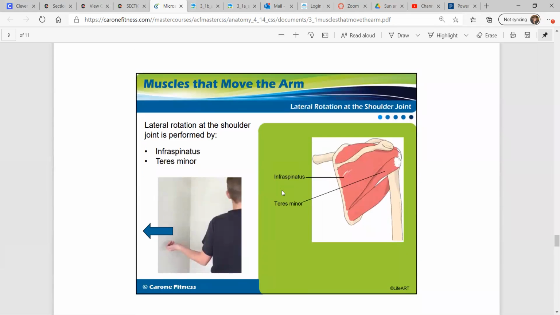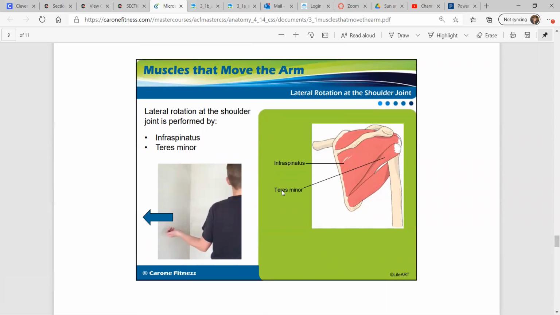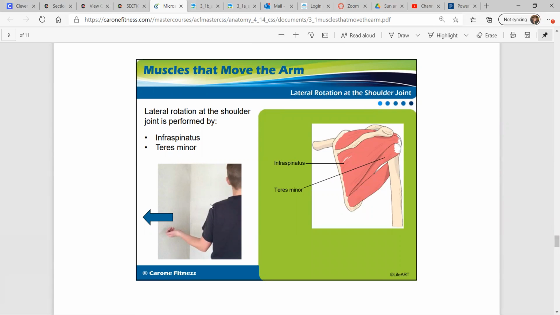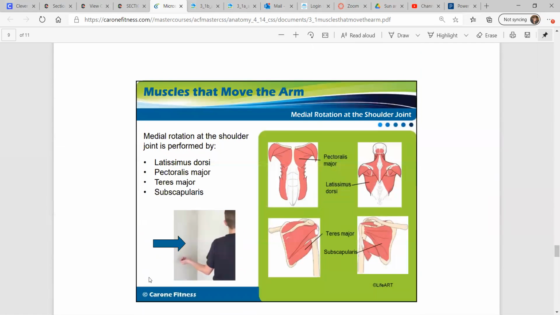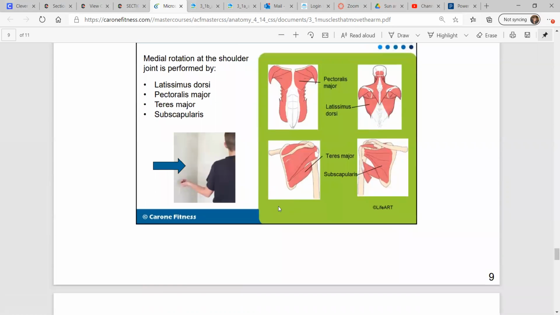Lateral rotation is performed by the infraspinatus and teres minor. So you see how his arm's down, and then he's rotating the hand away. And then same position, but he's rotating his hand towards his body. And that uses these muscles to do it.